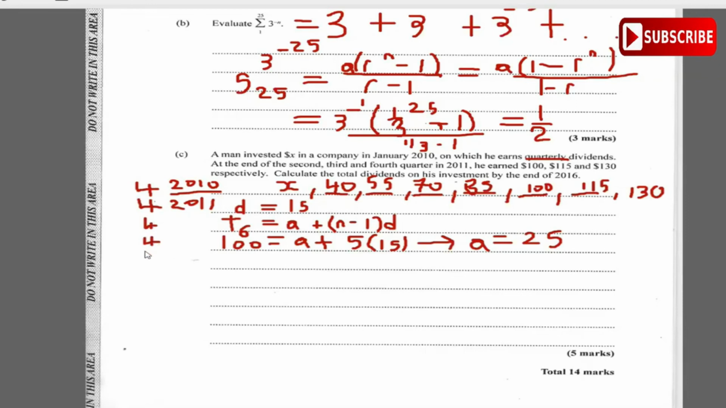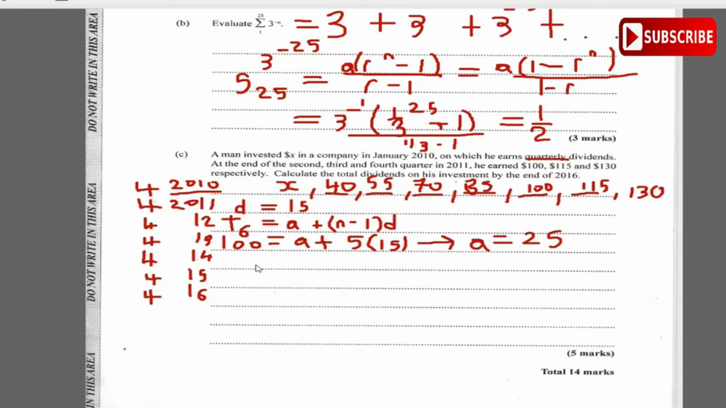2013, 4 more, 2014, 2015, then 2016. All right, so these are going to be the total amount of dividends. So it's going to be 4, 8, 12, 16, 20, 24, 28. So in total, there are going to be 28 dividends over this time frame.